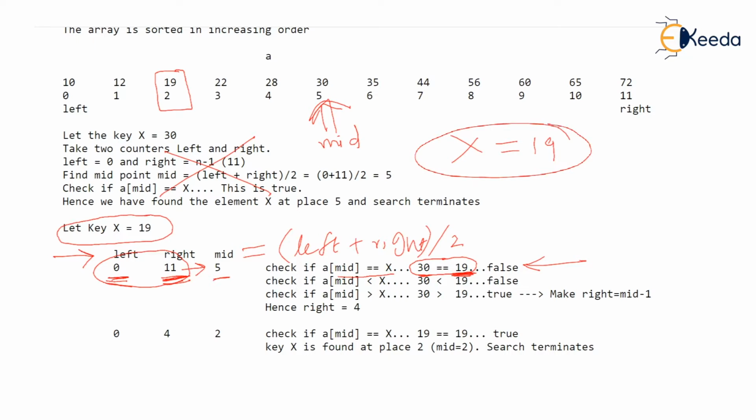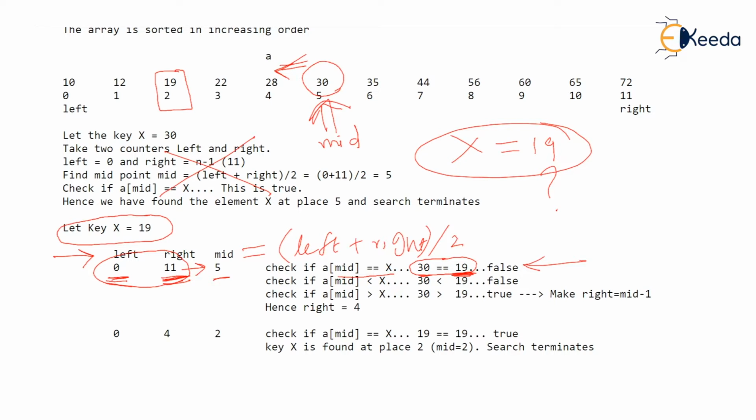But then where can 19 be if 19 is not present at the midpoint? Here comes the big part. You all know that this array is sorted in increasing order and we are looking for 19. Come on now, this midpoint is storing 30. So where can 19 be? If 19 is present, it should be to the left of this 30 because the array is sorted. 19 is less than 30. So 19, if present, must be somewhere to the left of this location, isn't it? I hope you are understanding.